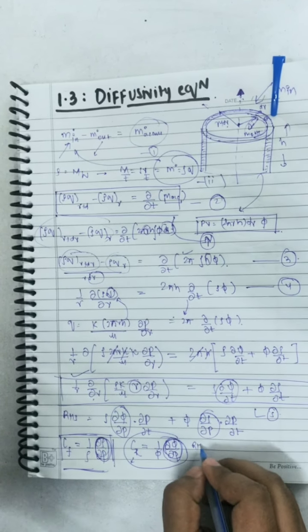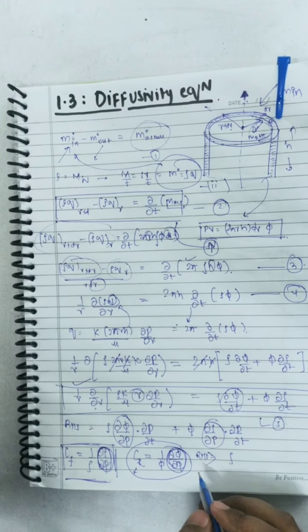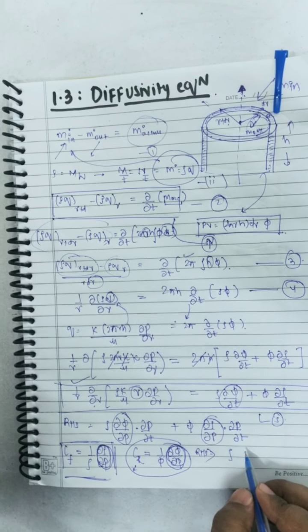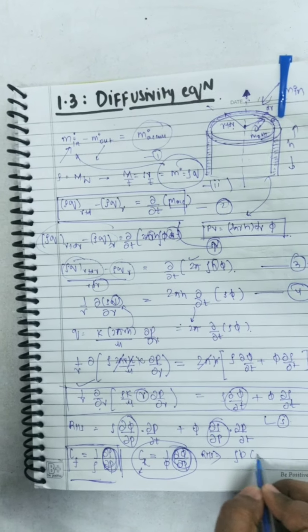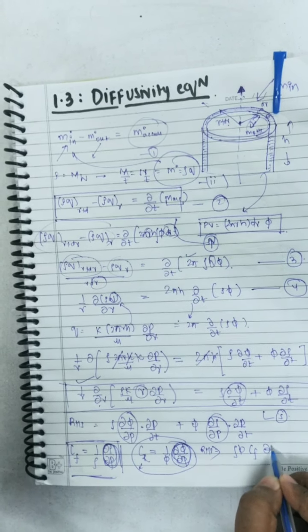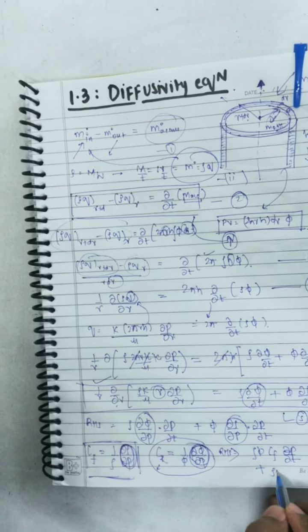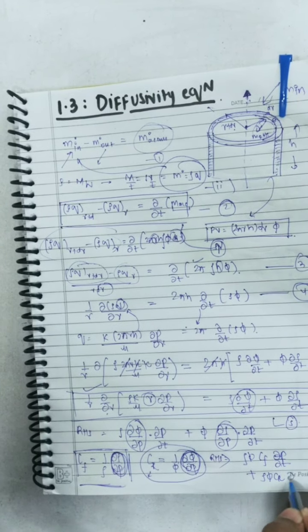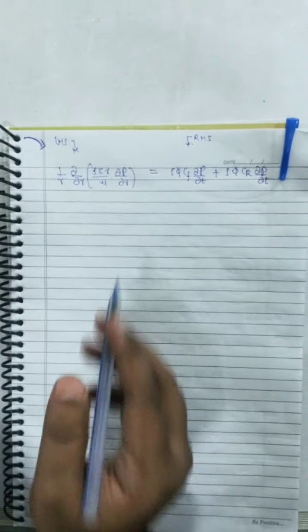So RHS becomes rho times of del phi by del p, right? Rho times phi into CF del p by del t plus rho times phi into CR del p by del t. Alright? Right. So this is where we have come at.